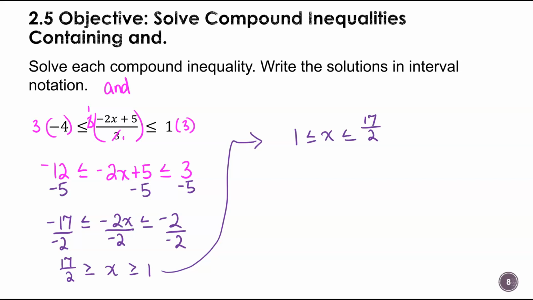Really, you would read this from the middle. X is greater than or equal to 1, and x is less than or equal to 17/2. Because of how it's written, we know our interval goes from 1 to 17/2. And you can probably interpret this one without the graph because of the way it's written. And so that's it for that one.